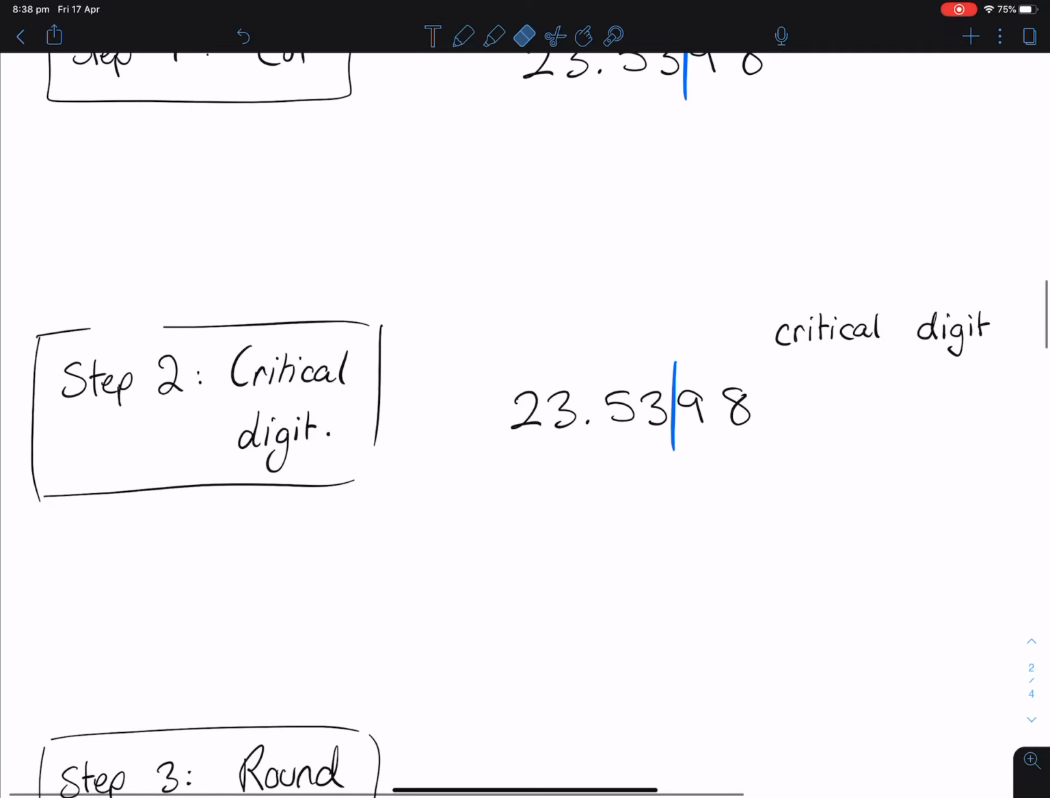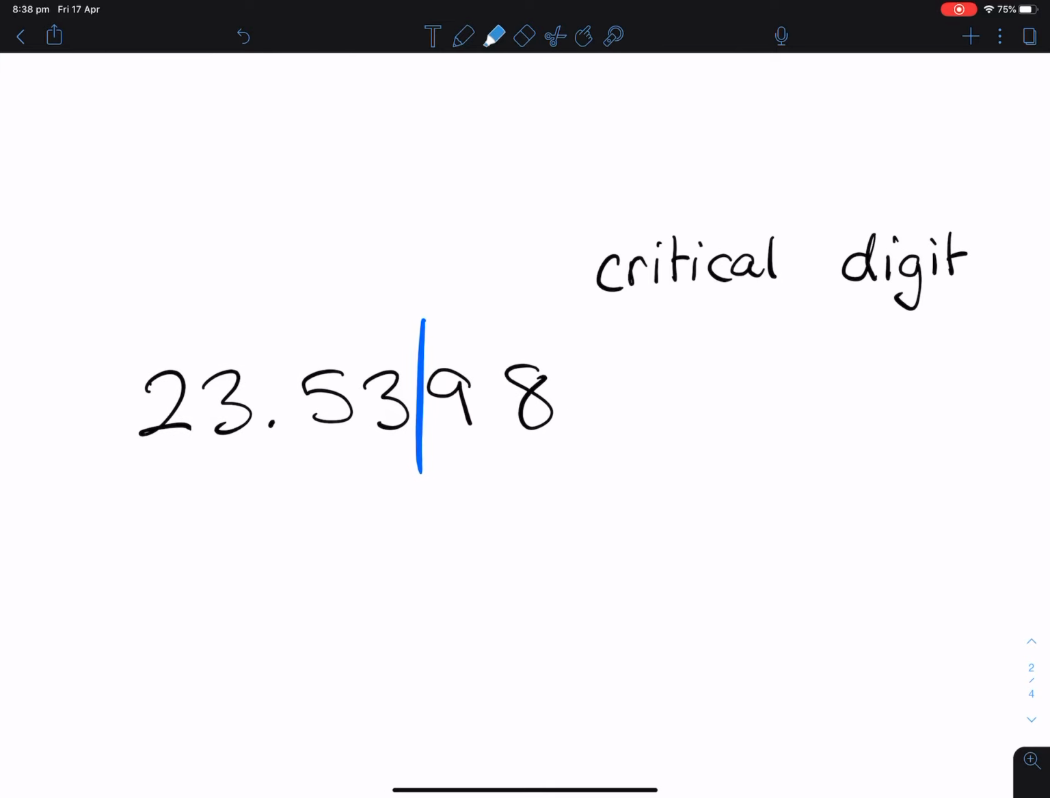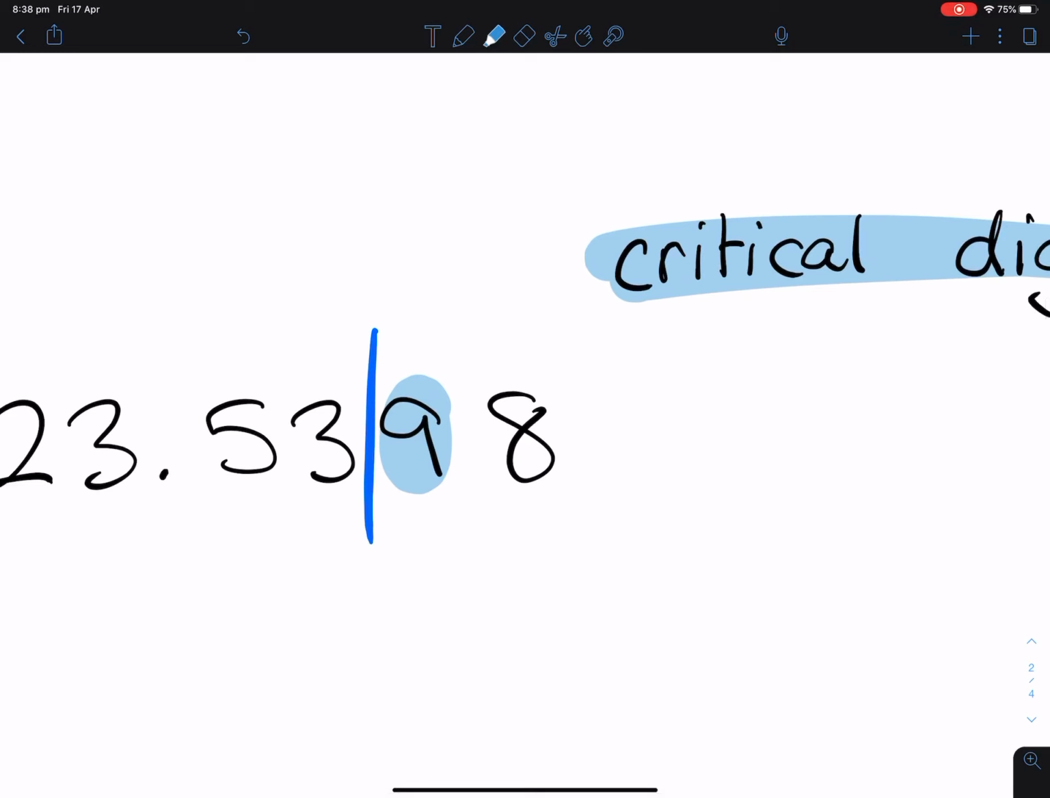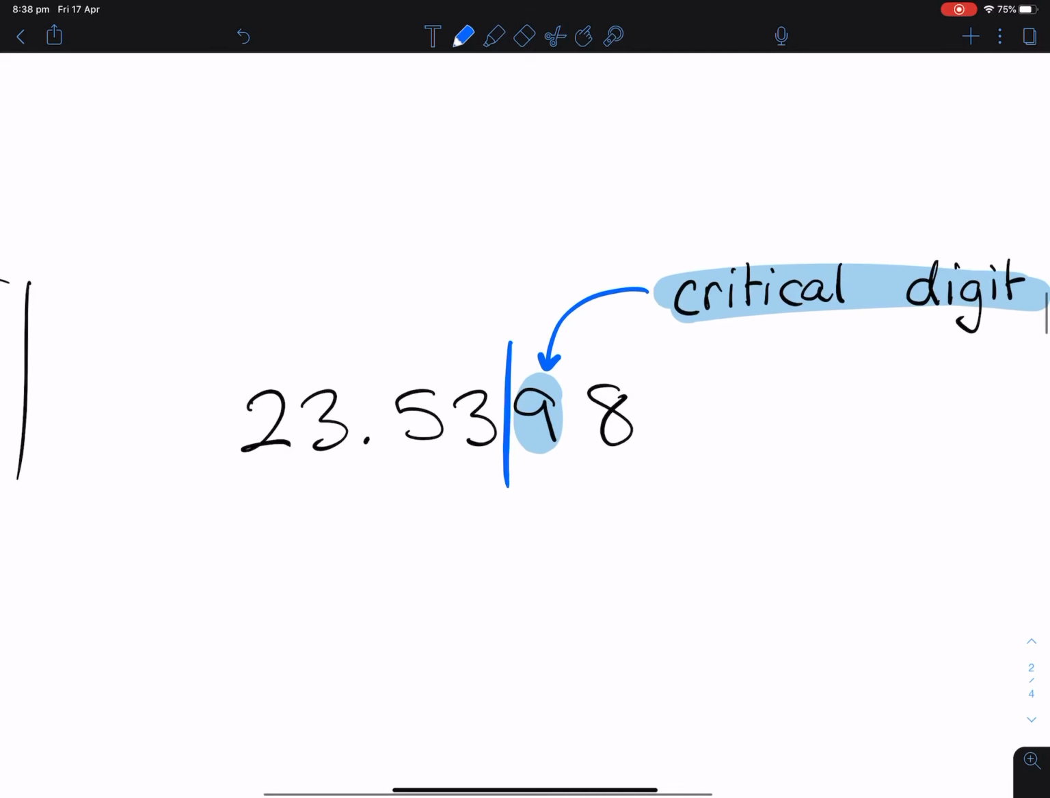Step 2, you are going to examine your critical digit. Which one is your critical digit? Well, your critical digit is the first digit that appears after your cut. So it's going to be this one here, right after the cut. And you're going to look at it really hard. You're going to look at it and ask, is this number big enough to change my answer?